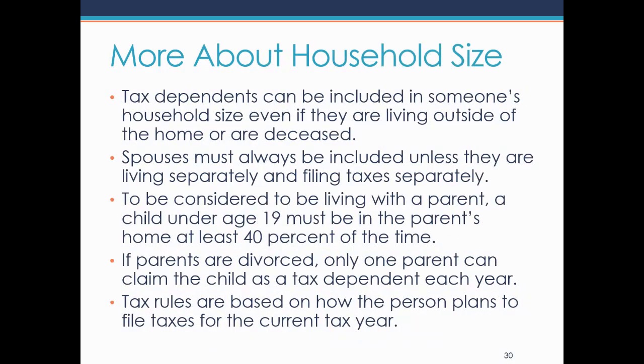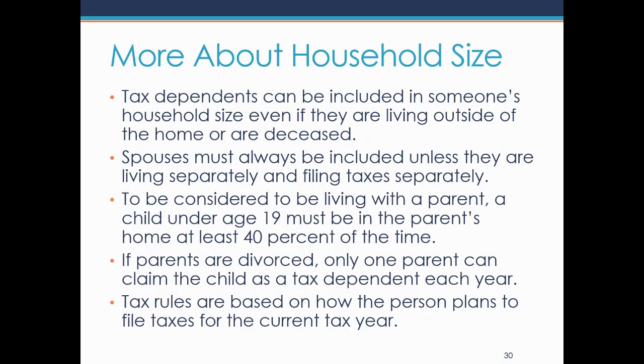All right, to wrap up our conversation about household size, here are just a few additional notes. Tax dependents can be included in someone's household size even if they're living outside of the home or are deceased. Tax filers can claim a deceased child as a tax dependent or a deceased spouse as a tax co-filer in the year they pass, and they would be included in the tax filer's group size. Always be included unless they're living separately and filing taxes separately. To be considered to be living with a parent, a child under age 19 must be in the parent's home at least 40% of the time.